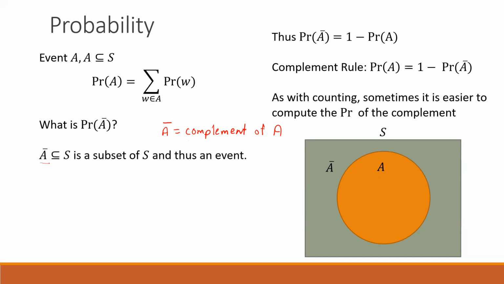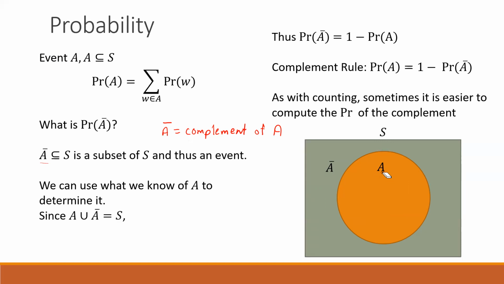A complement is a subset of S, and thus it is an event. But we can use what we know of the event A to determine A complement. Since the union of the two is equal to S, and they're disjoint sets, if I add the probability of A plus the probability of A complement, I get the probability of S, which is equal to 1. And then I get to this, which should have been revealed a little bit later, but that's fine.